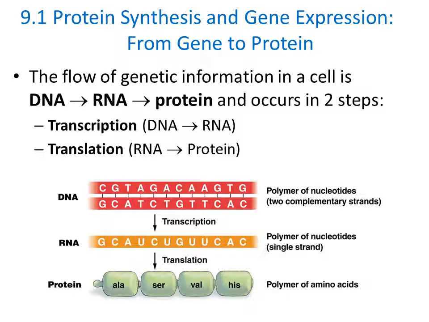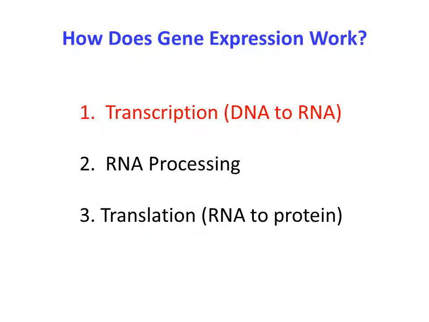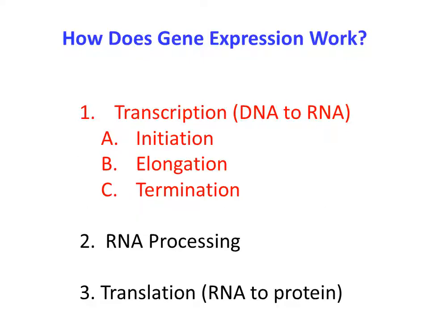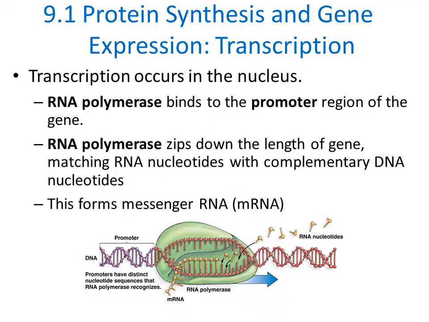So again, we are going from DNA to RNA to protein. The DNA is double-stranded, the RNA is single-stranded, and the proteins are just a string of amino acids. So let's talk about that process of going from DNA to RNA, which we call transcription of a gene. Several sub-steps, which include initiation, elongation, and termination.